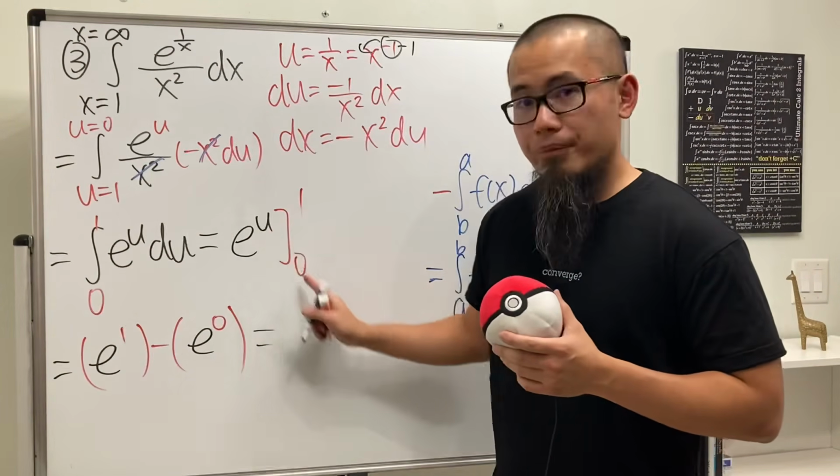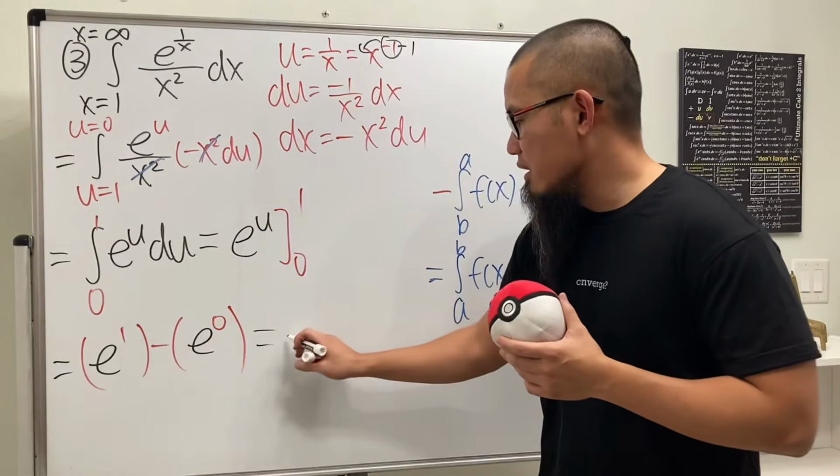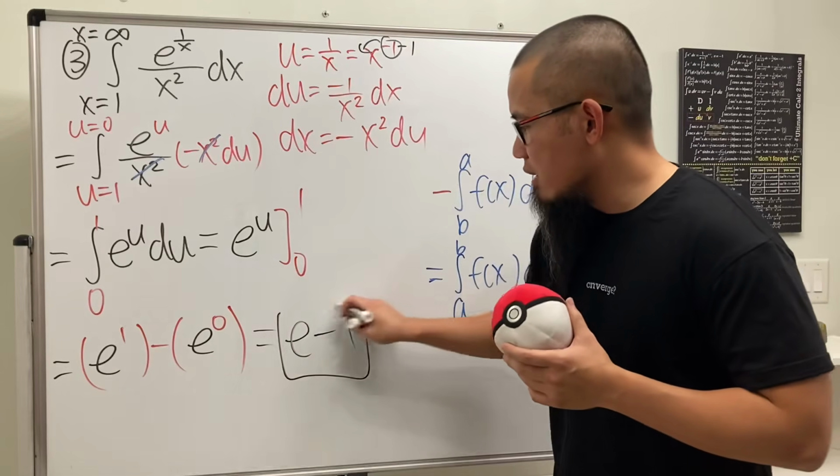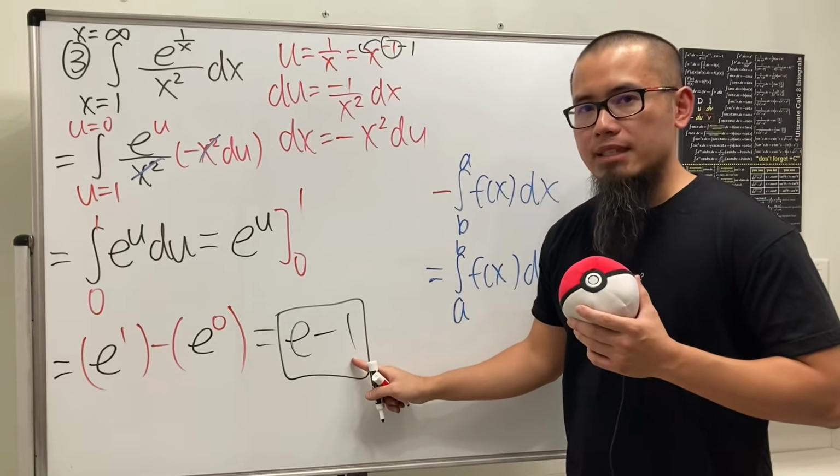Be really careful though. Plugging 0 here, you end up with 1. So the answer is e minus 1. And this integral does converge, and converges to e minus 1.